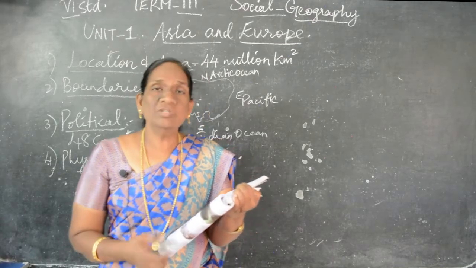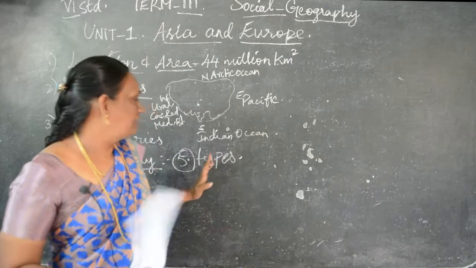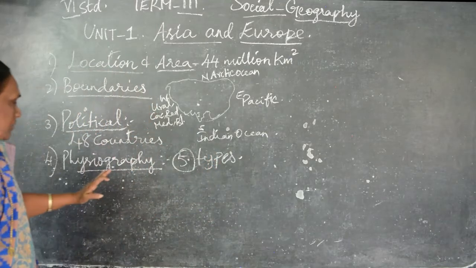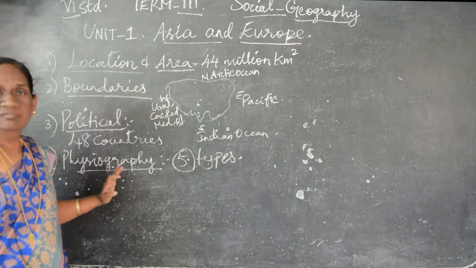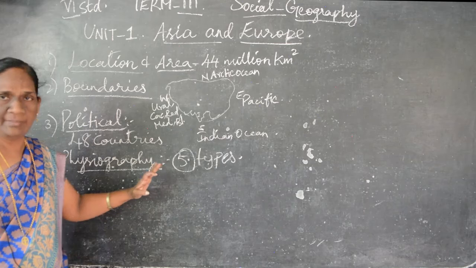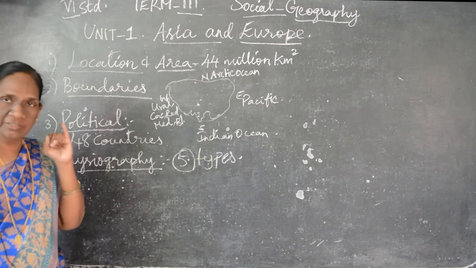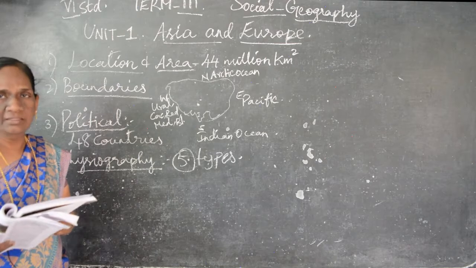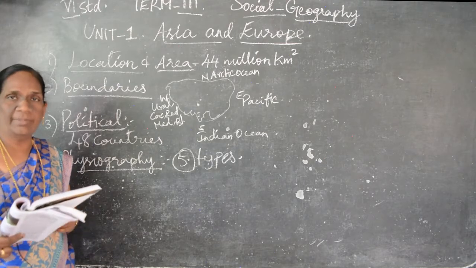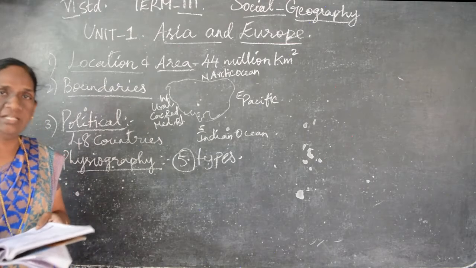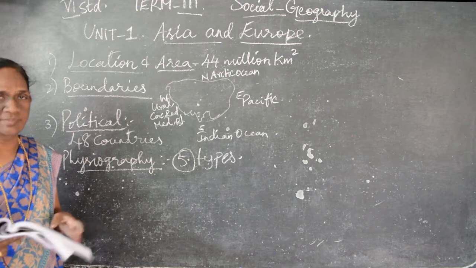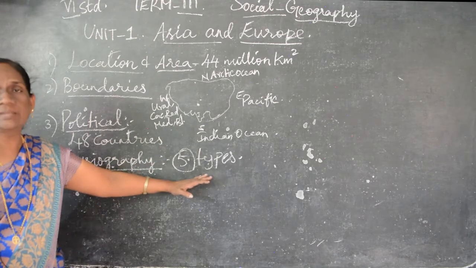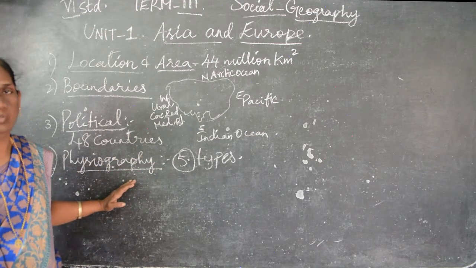Okay children, so these are all about the 5 types of physiography. We saw physiography is of 5 types. What are they? The northern lowlands, the central highlands, then the southern plateaus, and the great plains and the island groups. So these are the 5 types of physiography.